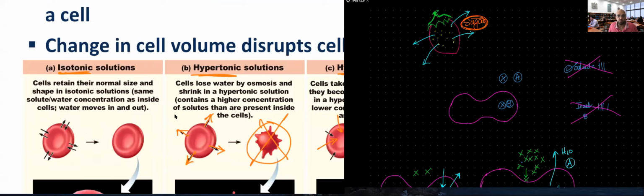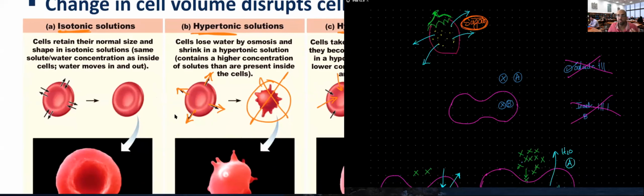Iso means equal or constant. So an isotonic solution is a solution that has the same concentration of solutes. This is the one that we do have. So when you are expanding the blood volume, you're going to give isotonic solution to your patient in case of blood loss.